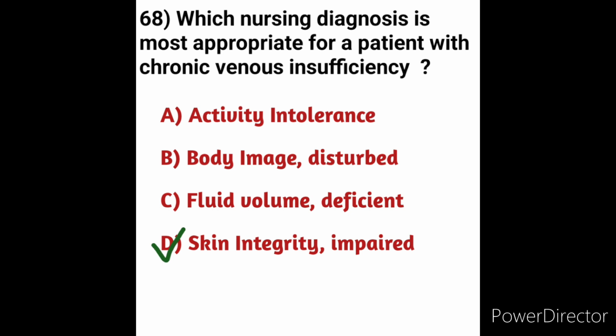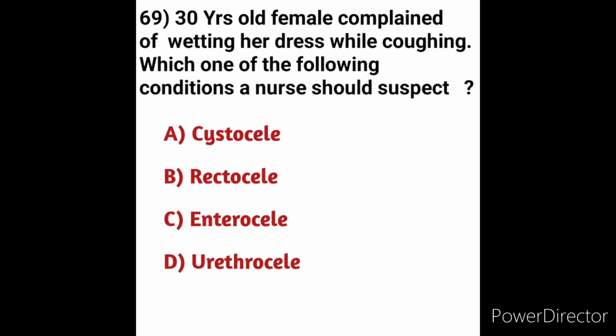Next we will move on to question number 69. A 30 year old female complained of wetting her dress while coughing. Which one of the following conditions should a nurse suspect? When she coughs, she wets her dress, meaning urine leakage is there.